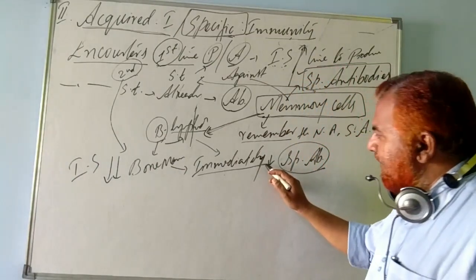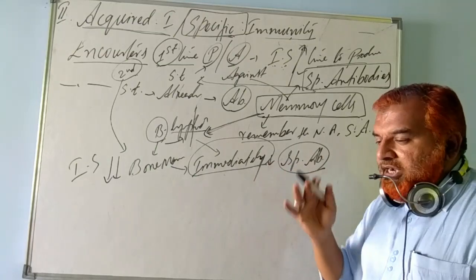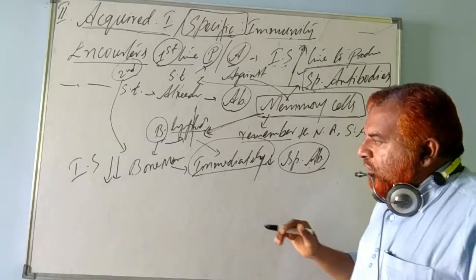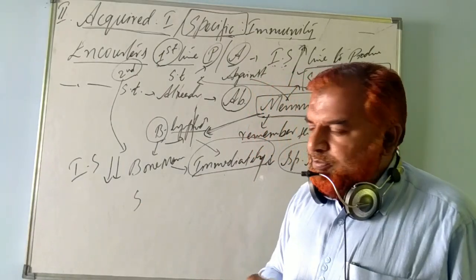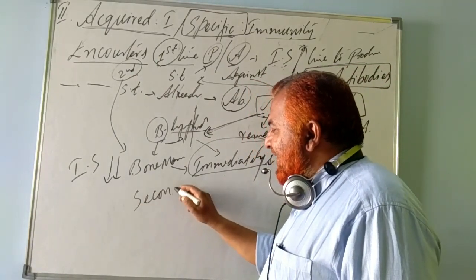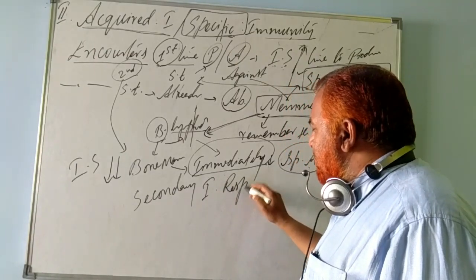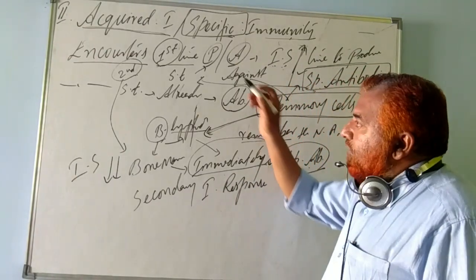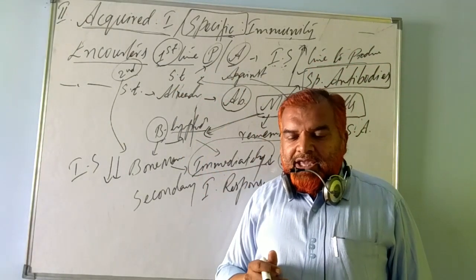Why? Because here, what's happening? Immediately, very quickly, urgently, specific antibodies are produced. So in the second encounter, this is what is known as the secondary immune response. Now you might understand what we call the first one: the primary immune response.